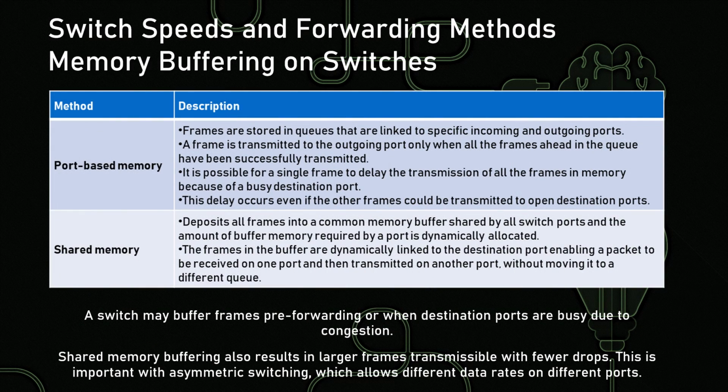Now, on a switch, we have what's called memory buffering to allow us to speed destination port switching due to congestion. So if we have what's called port-based memory, this means that frames are stored in queues that are specifically linked to a particular port. A frame is transmitted to the port only when all the frames ahead of it have been successfully transmitted, and it's possible for a single frame to actually delay all the frames in memory because of a busy destination port. This delay occurs even if the other frames could be transmitted.